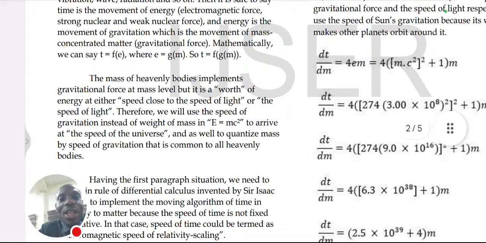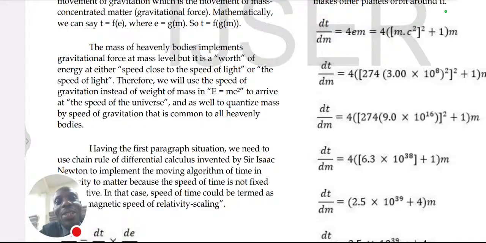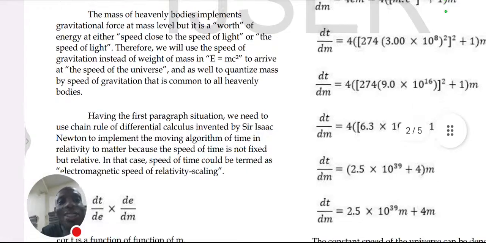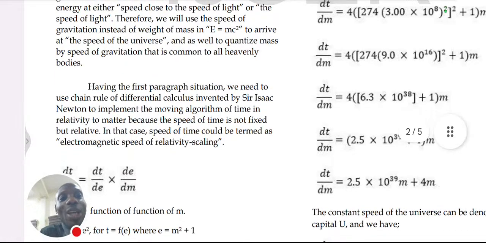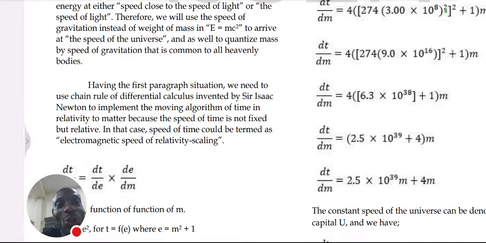And so now, the mass of heavenly bodies implements gravitational force at mass level, but it is a worth of energy at either speed close to the speed of light or the speed of light. Therefore, we will use the speed of gravitation instead of weight of mass in E equals mc squared to arrive at the speed of the universe, and as well to quantize mass by speed of gravitation that is common to all heavenly bodies.